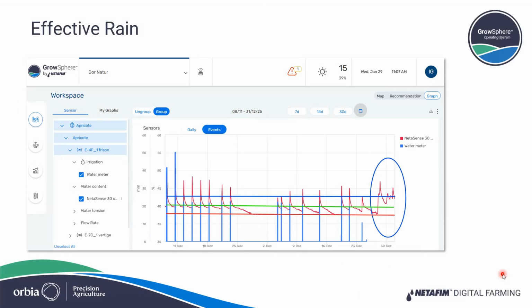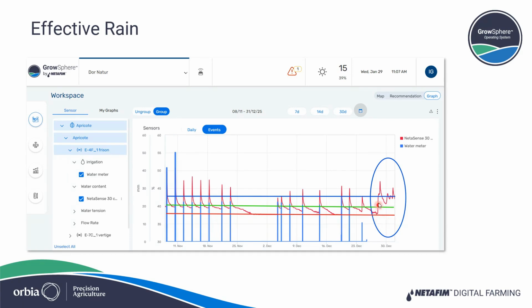This is an example of effective rain, because as you can see, the graph represents the soil moisture and the irrigation events, the bars with the irrigation events. But all of a sudden, I don't have any irrigation event, but something is happening. And I know that it was rain, but how do I know that it is an effective rain and I can postpone my next irrigation?